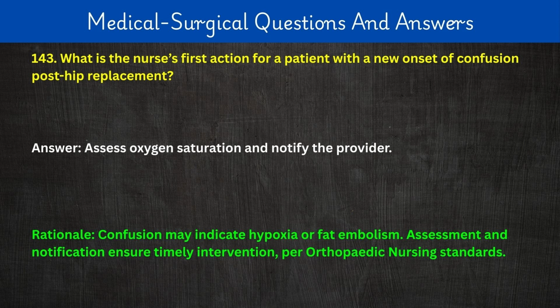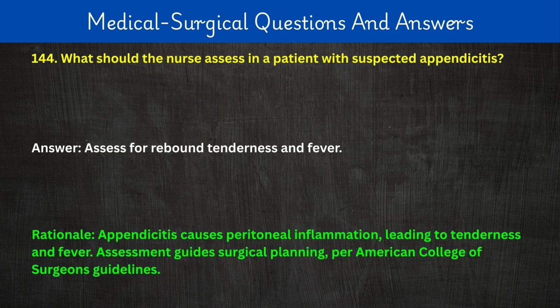143. What is the nurse's first action for a patient with a new onset of confusion post-hip replacement? Answer: assess oxygen saturation and notify the provider. Rationale: confusion may indicate hypoxia or fat embolism. Assessment and notification ensure timely intervention per orthopedic nursing standards.